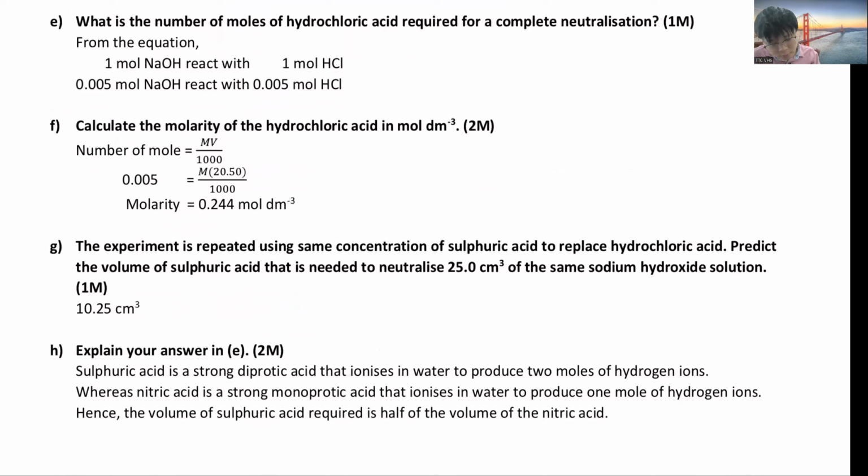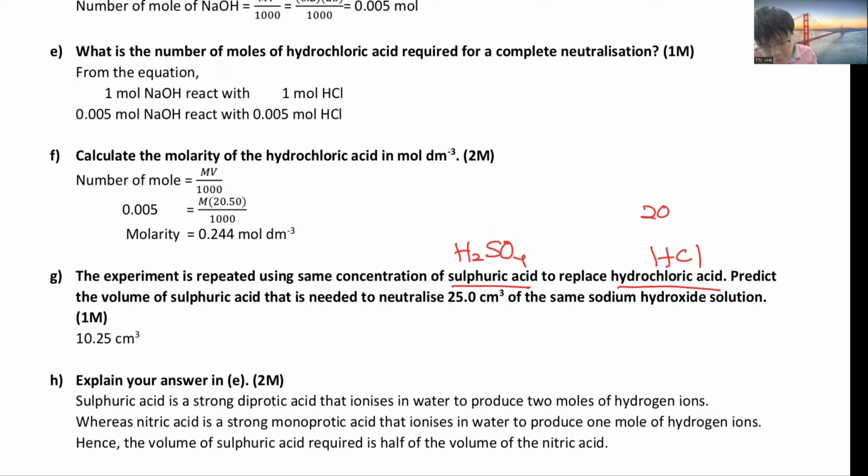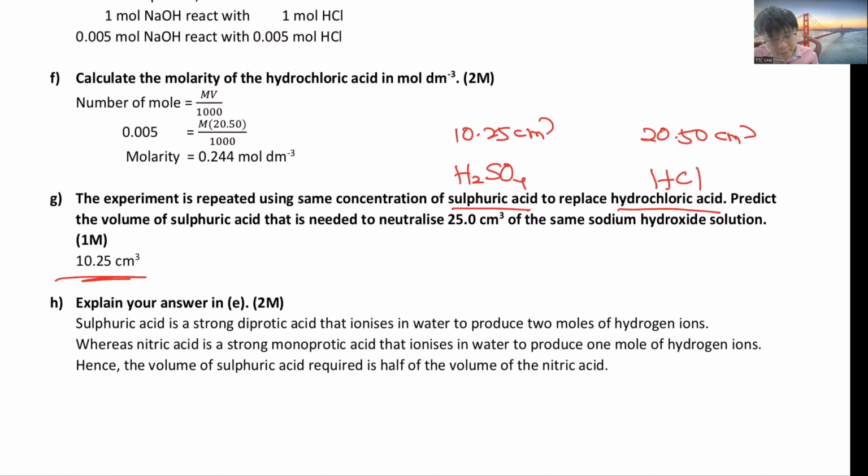Okay, then if you repeat it with sulfuric acid to replace HCl, predict the volume. The original used 20.5 cm³. Now, if you change to H2SO4, because it's a diprotic acid, it will become half. For the reason, you explain that sulfuric acid is a strong acid which ionizes in water to produce 2 moles of hydrogen ion, while the other acid is a monoprotic acid that produces 1 mole of hydrogen ion. So the volume of sulfuric acid needed will be half only.